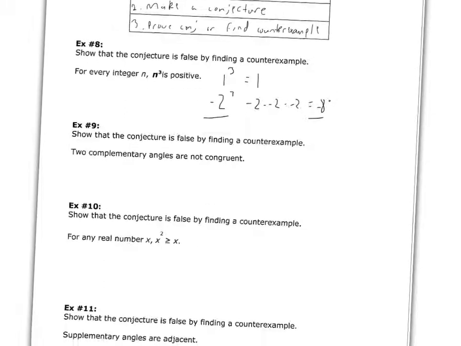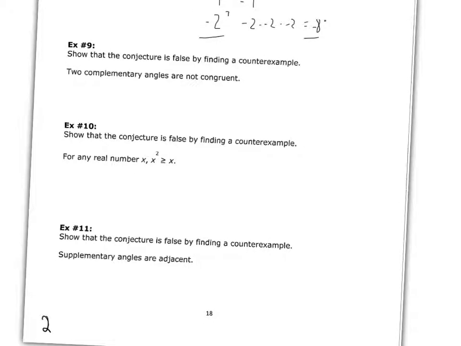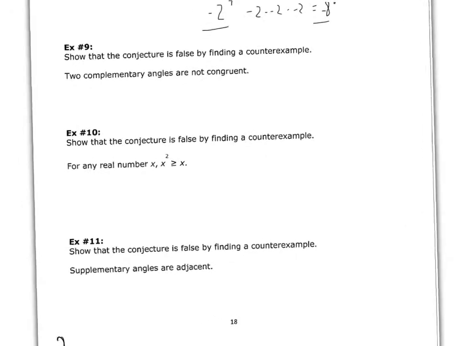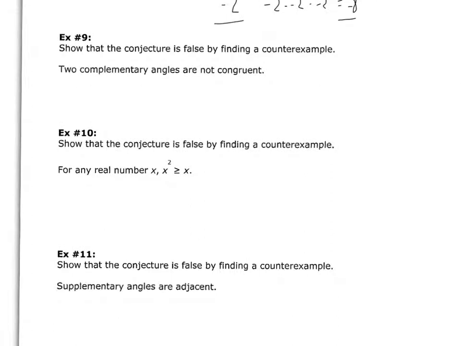Okay, let's go through a couple more examples. Number 9 says, show that the conjecture is false by finding a counterexample. It says, two complementary angles are not congruent. Remember, two angles that are complementary add up to 90. They have to add up to 90. And it says that you cannot come up with two that are the same that add up to 90.